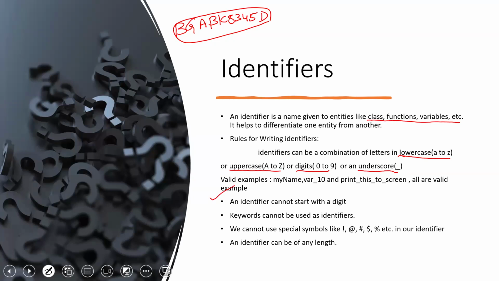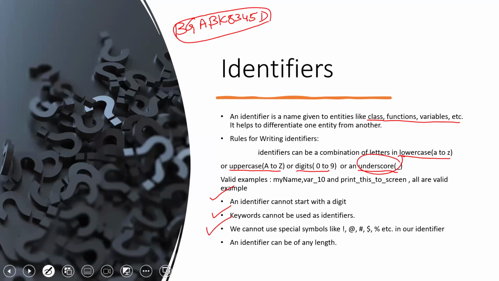Again, I said keywords, 35 keywords, right? We just discussed 35 keywords. Those 35 keywords cannot be used as an identifier. Whatever the 35 keywords, for, with, if, while, true, false, those 35 keywords cannot be used to create an identifier. We cannot use special symbols. We can use only one special symbol, that is underscore. Except underscore, we cannot use any other special symbol. Only one special symbol we can use. What is that? Underscore.